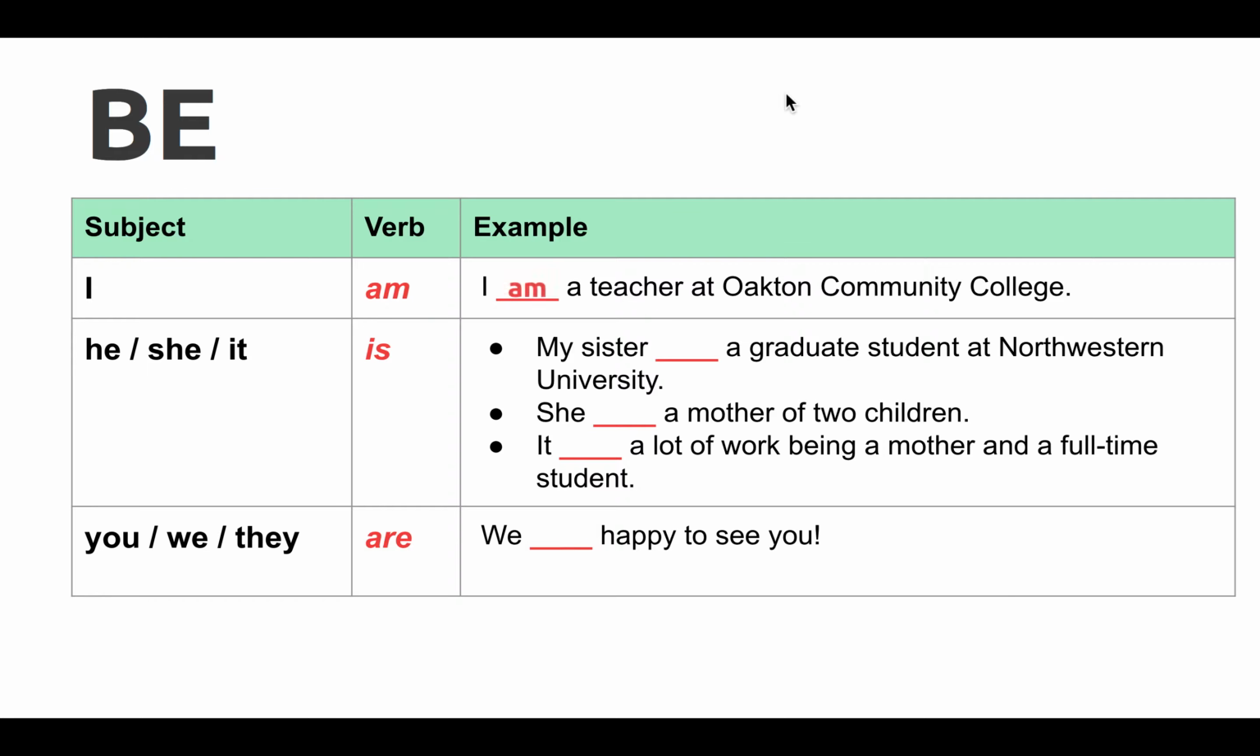I am a teacher at Oakton Community College. My sister is a graduate student at Northwestern University. She is a mother of 2 children. It is a lot of work being a mother and a full-time student. We are happy to see you. So again, from these examples, you can see how changing the subject also changes the form of be that you use.